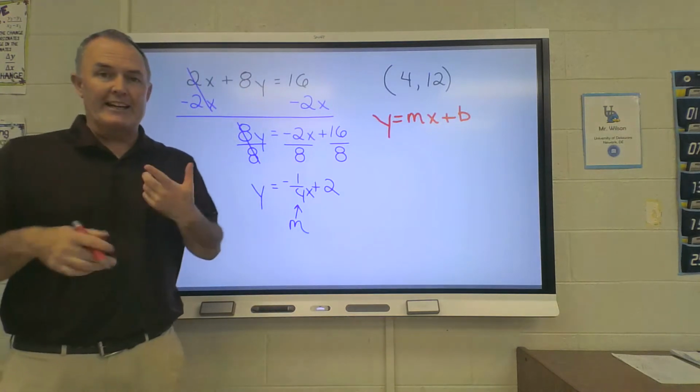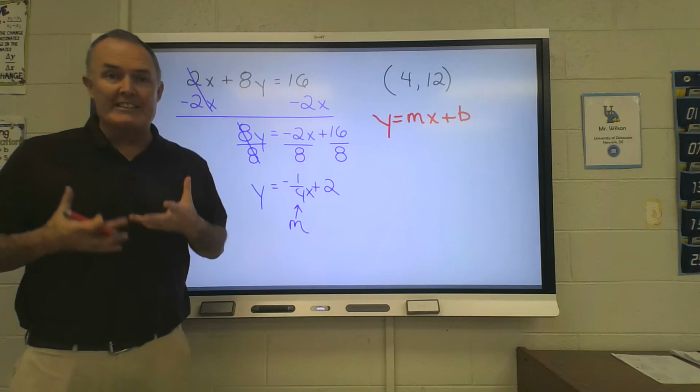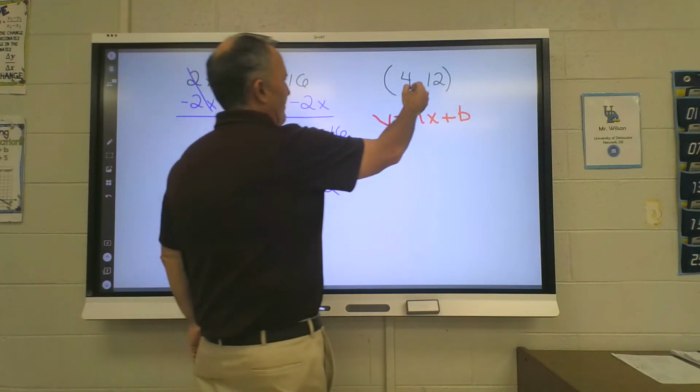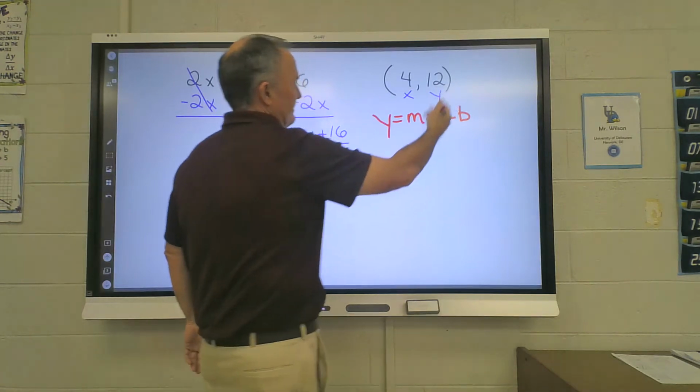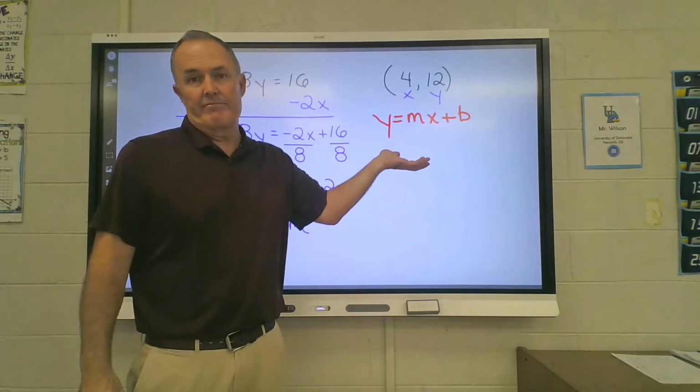So just like we did in the last example, we need to find our slope because our new equation has to have the same slope if it's going to be parallel. All right, I have my x value, my y value. So let's plug what we have into our new equation.